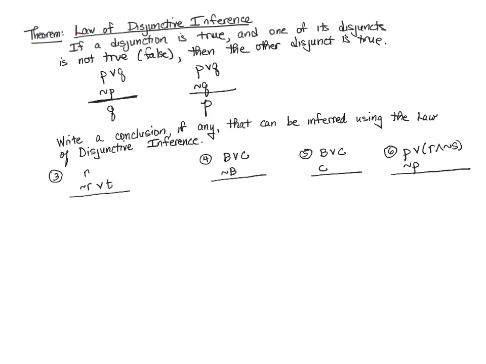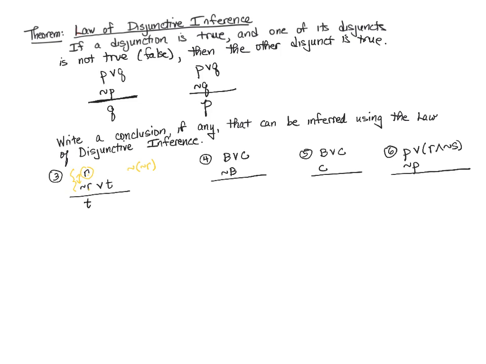Now, for number 3, we're given R, and then we're given not R or T. And again, whatever is above the line, we assume is true. So can we conclude a statement using the law of disjunctive inference? Well, let's see. This statement here is the negation of not R. So these two have opposite truth values. And because they have opposite truth values, by the law of disjunctive inference, we negated one of the disjuncts, so therefore we can conclude T.